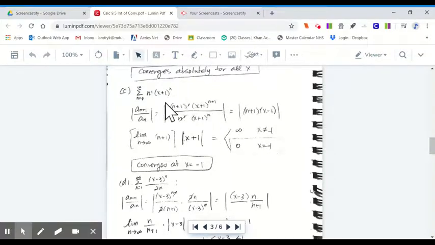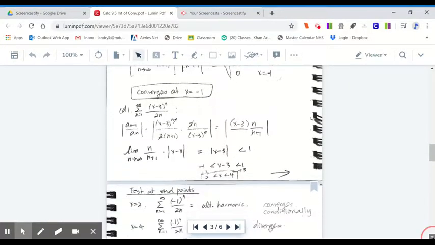So this power series converges only at one point, x is equal to negative 1, and it's an absolute convergence. So we don't have any endpoints test there. It converges only at one point.